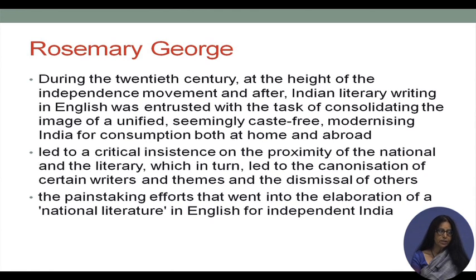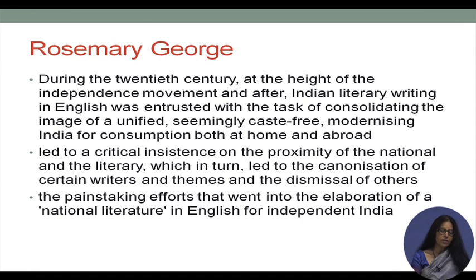So, during the 20th century, at the height of the independence movement and after, Indian literary writing in English, according to her, was specifically entrusted with the task of consolidating the image of a unified, seemingly caste-free, modernizing India. And this led to a critical insistence on the proximity of the national and the literary, which in turn led to the canonization of certain writers and themes and the dismissal of others.